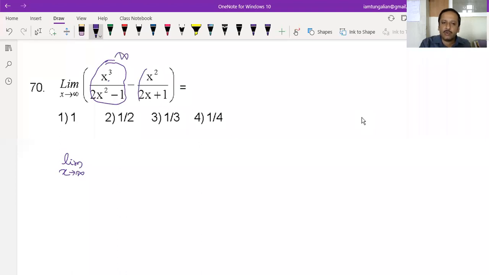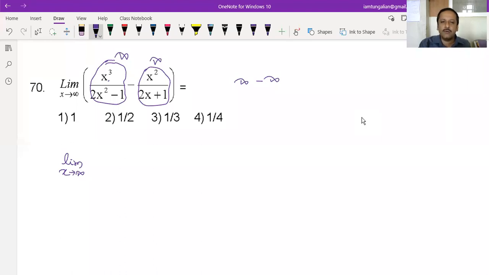And look at this, x square by 2x plus 1. Here also, the numerator is a polynomial of degree 2 and the denominator is a polynomial of degree 1. So this will also give you infinity. Infinity minus infinity. Don't think that I can cancel infinity. Infinity cannot be cancelled, right? Infinity minus infinity, don't write that as 0. It is not. Infinity minus infinity is an indeterminate form.